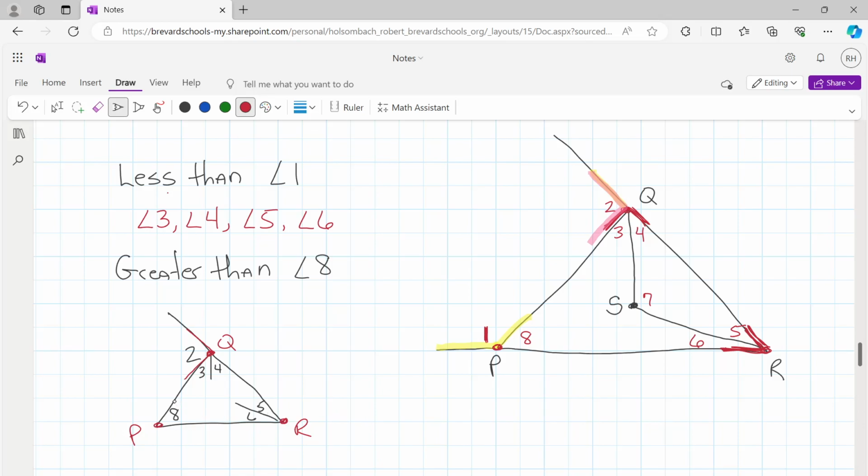Angle 8 is a remote interior angle to angle 2. And what's the other remote interior angle to angle 2? Isn't it the combination of 5 and 6? All right, so in this picture, the only angle greater than angle 8 is going to be angle 2. Are you seeing it any better? Yeah. Okay.